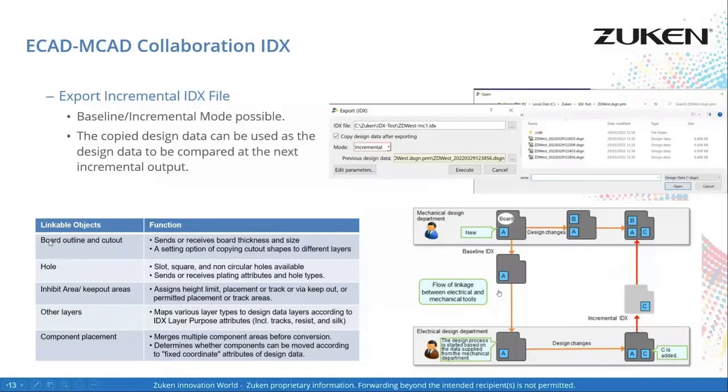So again, similar linkable objects: board outlines and cutouts, holes, inhibit areas and keep out rules, other layers, things like tracks and resist and silk, for example, or document layers that you may want to send back to communicate your design intent to another department. And then, of course, the component placement will automatically be done as well.